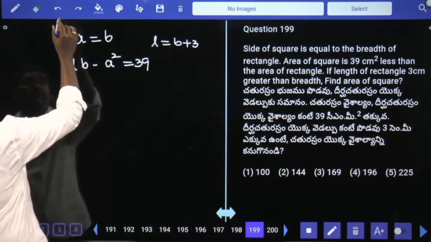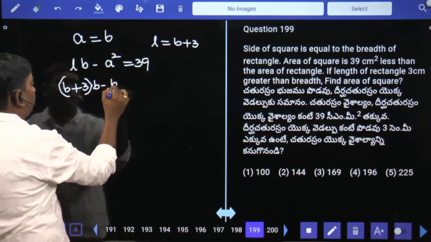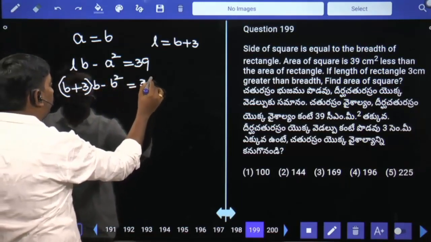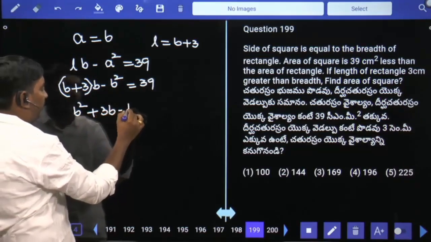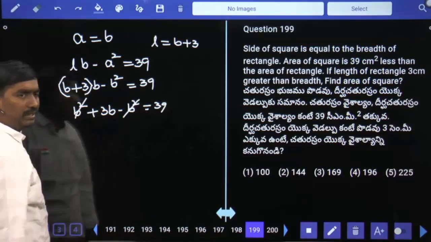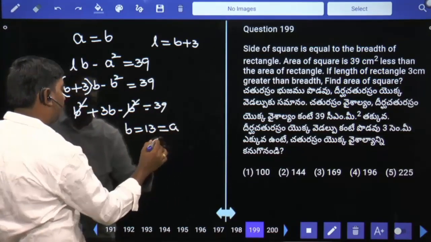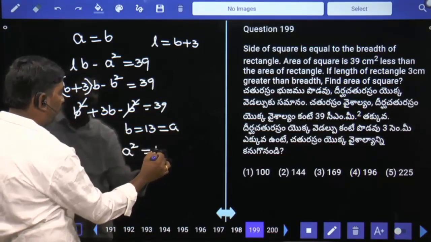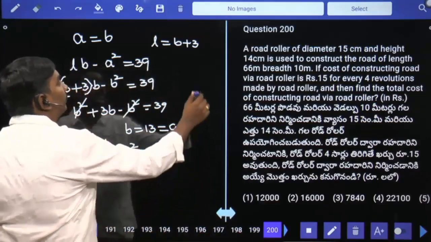L equal to B plus 3 into B minus A square equal to 39. B square plus 3B minus B square equal to 39. 3B is equal to 39. B equal to 13, which is also equal to side of A square. A square equal to 169. Next.